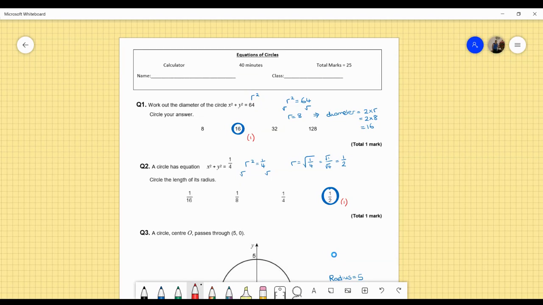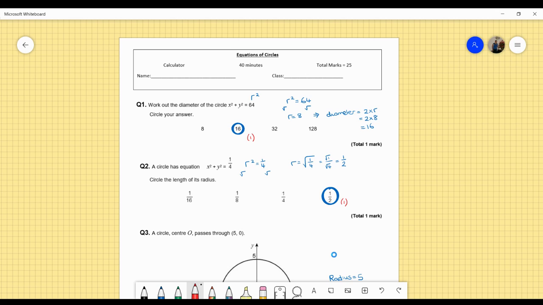Okay, so I'm going to talk you through how to answer the questions on the end of unit tests on equations of circles, just to make sure that you're confident with the more basic questions and to give you a bit more information and background on some of the trickier problem-solving questions there that are linked to other areas that we've covered.